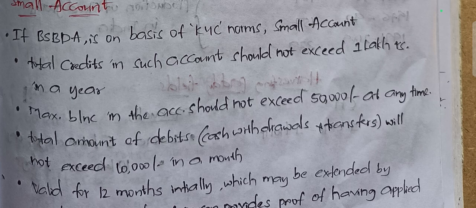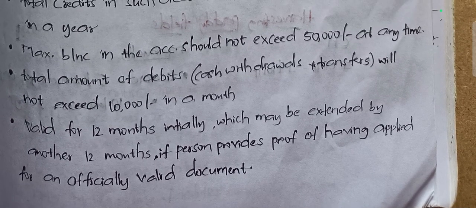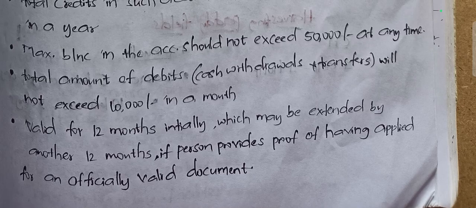Total amount of debits including cash withdrawal and transfer must not exceed 10,000 in a month in a small account. It is valid for 12 months initially, which may be extended by another 12 months if the person provides proof of having applied for an officially valid document. So this is the whole thing about small account.